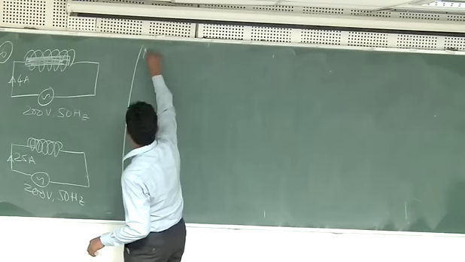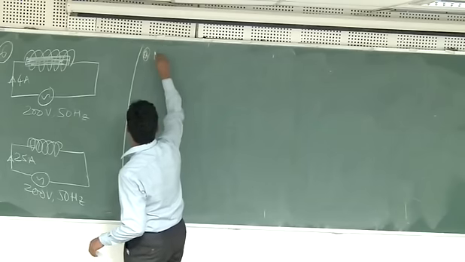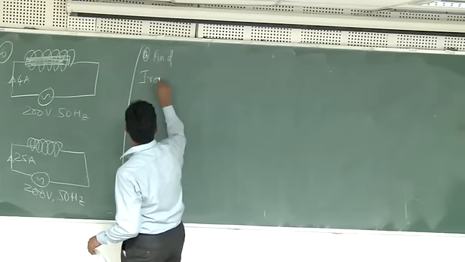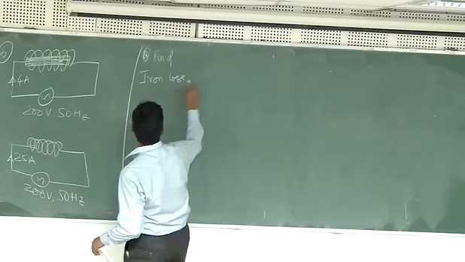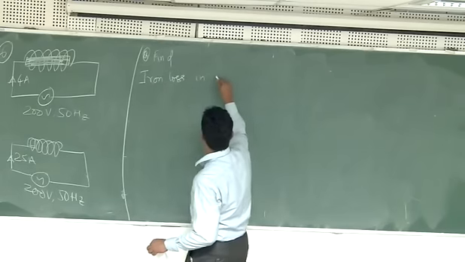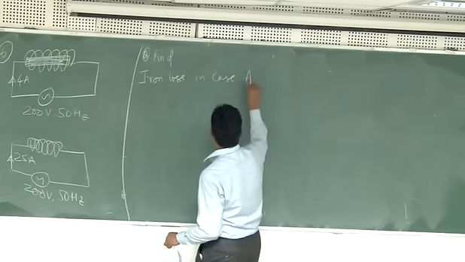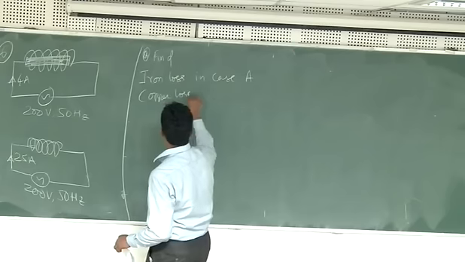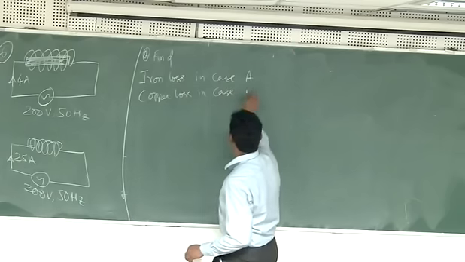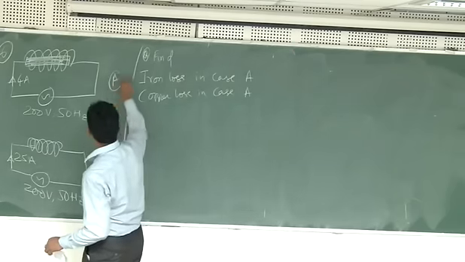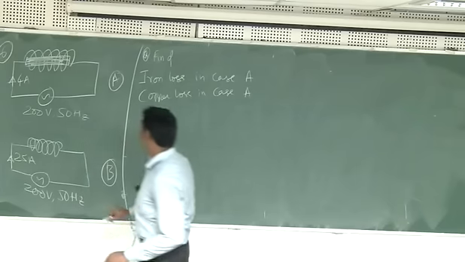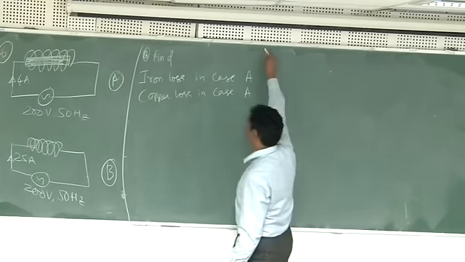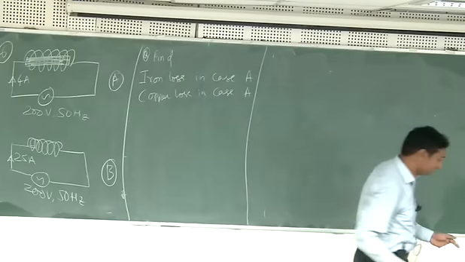The question is like this: find the iron loss in case A and then the copper loss in case A. So let's consider this is A and B. So in case A, what is the iron loss? What is the copper loss? That is the question. If this question is given, how will you solve it?